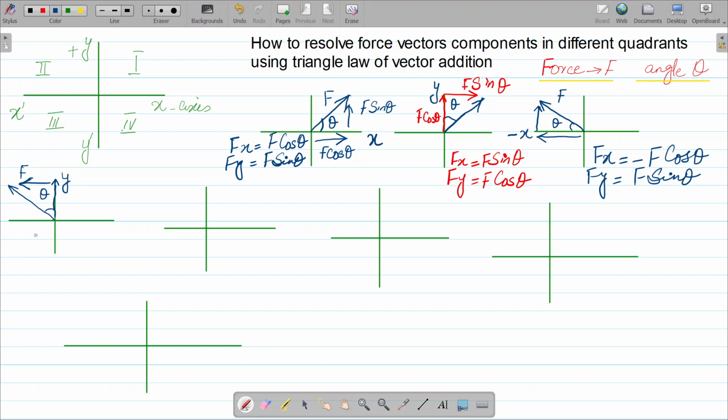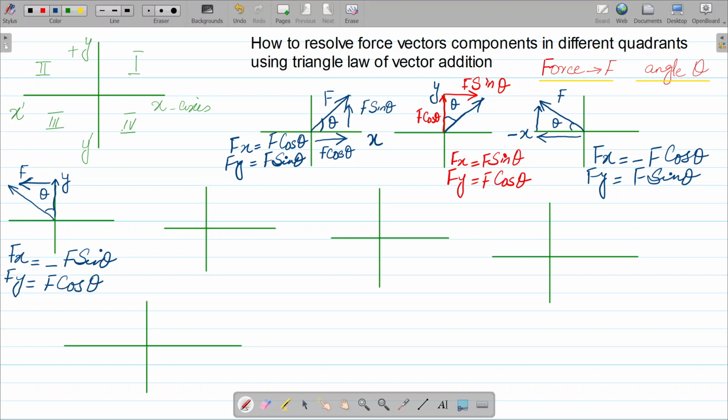So now, this is your force F shown over here. What will be Fx now? Fx will be, you can easily say, minus F sin theta. And what will be Fy? Fy will be positive F cos theta. So these are the top two quadrants we have done.